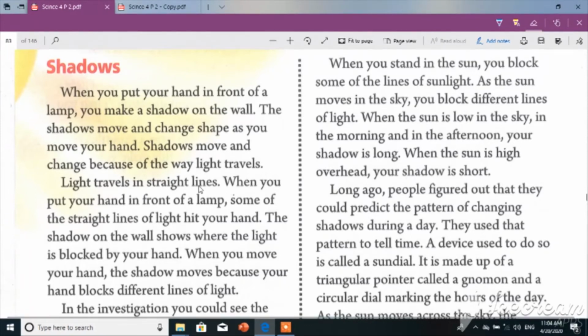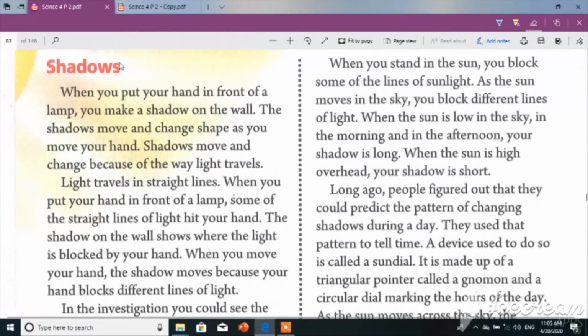When you put your hand in front of a lamp, some of the straight lines of light hit your hand. The shadow on the wall shows where the light is blocked by your hand. When you move your hand, the shadow moves because your hand blocks different lines of light. For more information, let's go to page 212.